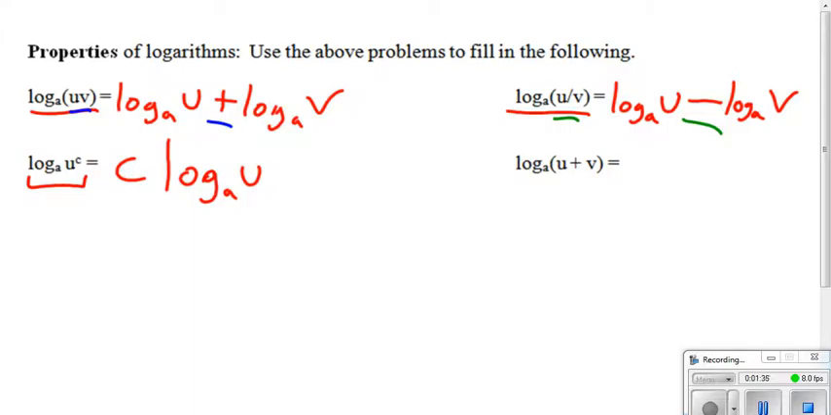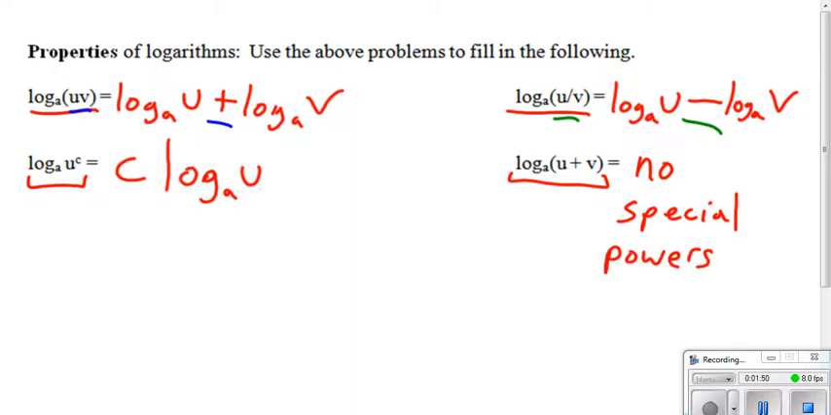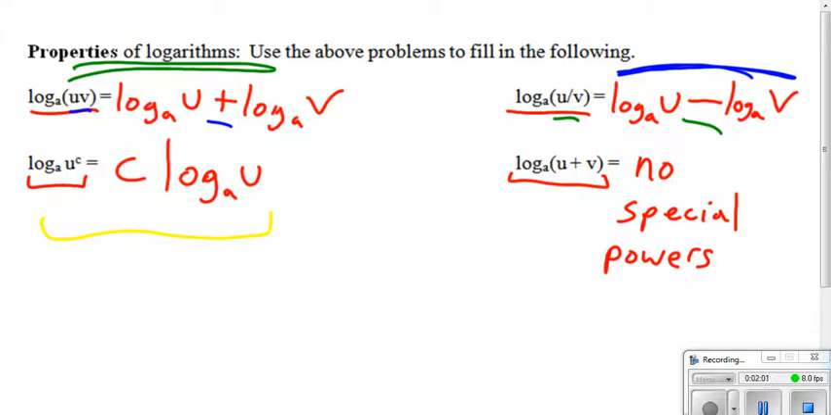Now this one over here, log base a of u plus v, there are actually no special properties. There's nothing, no powers here. Whereas this one over here might be the Hulk, this one maybe was Superman, this one was, I don't know, Wonder Woman or something. This is essentially Spider-Man's aunt. She's got no special powers. There's nothing cool about this. You literally would have to add u plus v together and then take the log base a of that value. You have to find it out. So nothing special there.